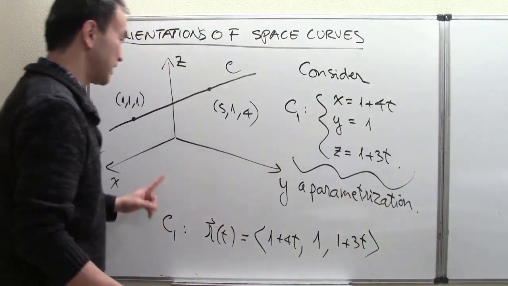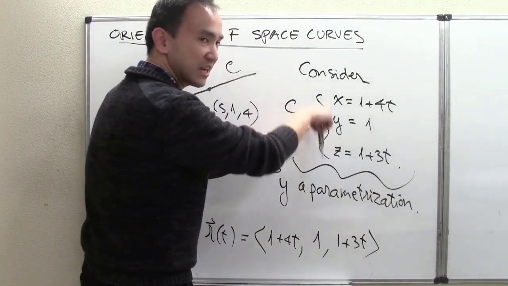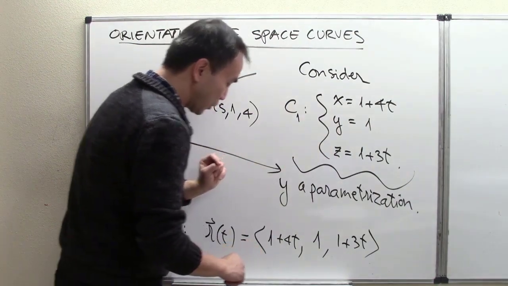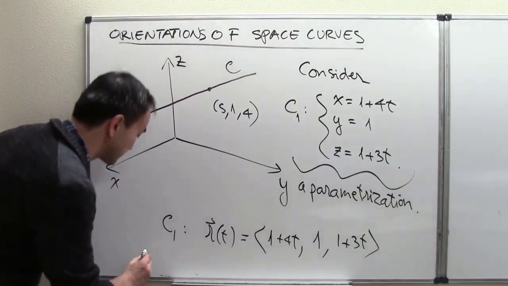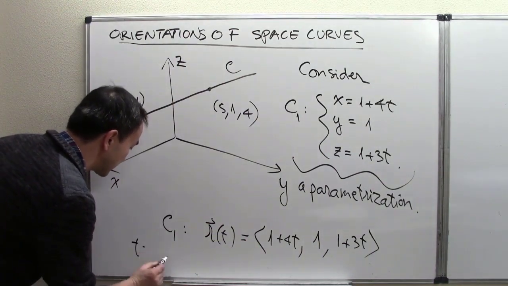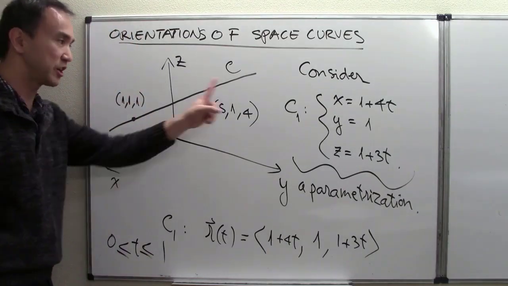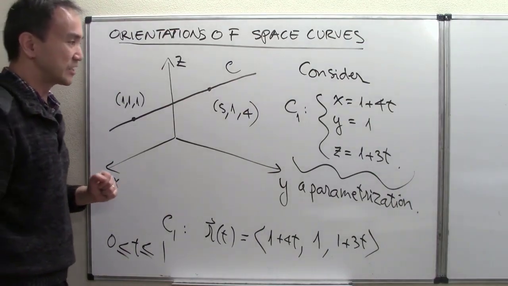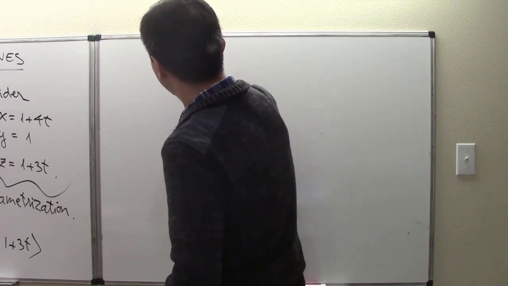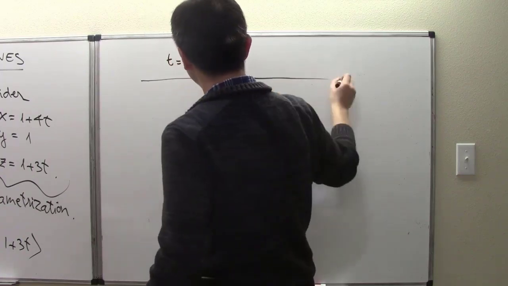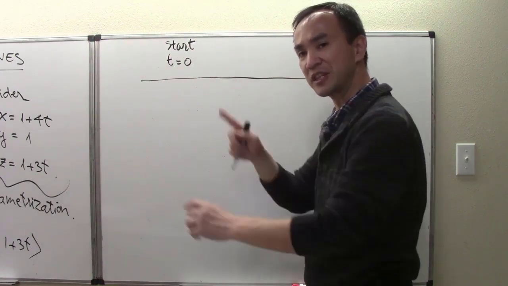So the same system of parametric equations can be seen as a vector-valued function. A parameterization can be given either as a system of parametric equations or a vector-valued function. Here, the parameter t is on the interval from 0 to 1 for this particular parameterization. We always start at the beginning of the interval, so t goes from 0 to 1.